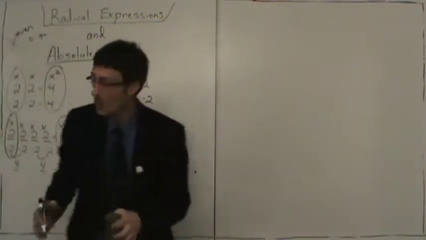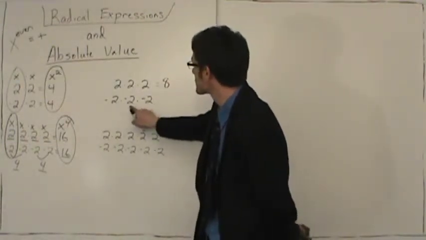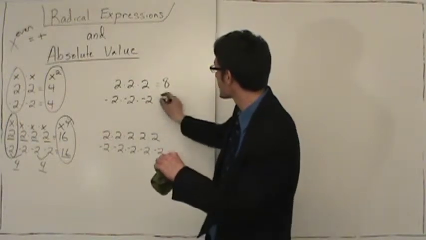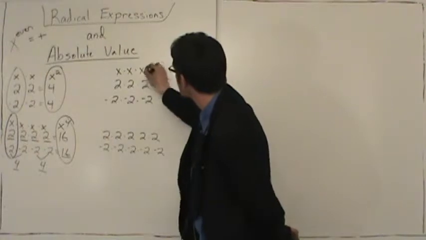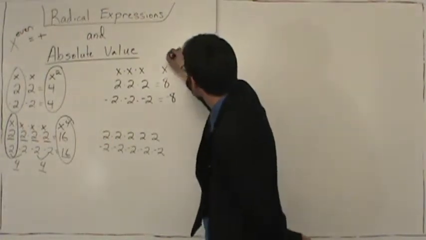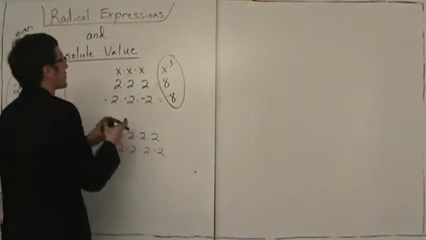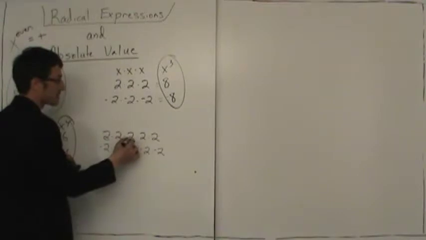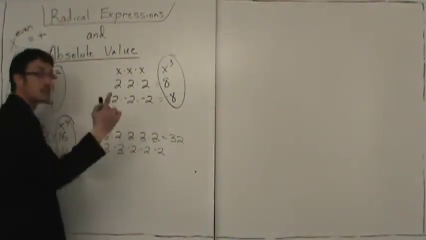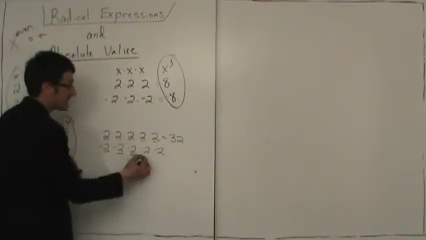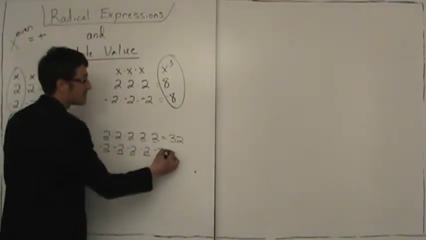Now, over here we have 2 times 2 times 2 gives positive 8. And negative 2 times negative 2 is positive 4 times negative 2 is negative 8. We're going to call this x times x times x, and we're going to call this x to the 3rd. Question, can x to the 3rd be positive or negative? Yes. Okay, so here we have 2 times 2 times 2 times 2 times 2 gives 32. Negative 2 times negative 2 is positive 4 times negative 2 is negative 8. Times negative 2 is positive 16, times negative 2 is negative 32.